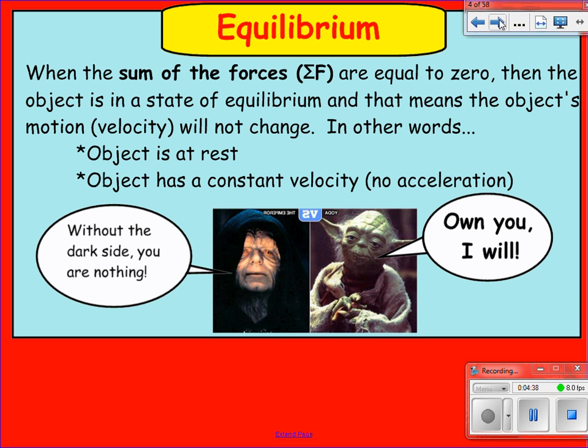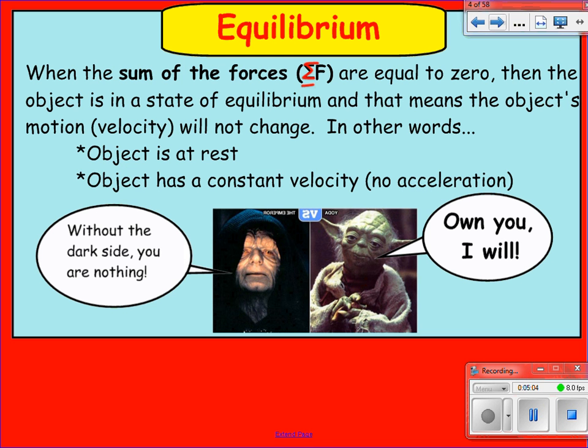Before we look at those forces, we need to understand a concept known as equilibrium. In fact, Unit 4 is all about forces that are in equilibrium. When the sum of the forces, and this Greek symbol right here stands for sigma, that means sum, when the sum of the forces, or total of the forces, are equal to 0, then the object is in a state of equilibrium. And what that means is the object's motion or velocity is not changing.